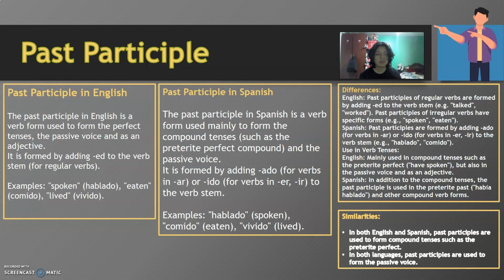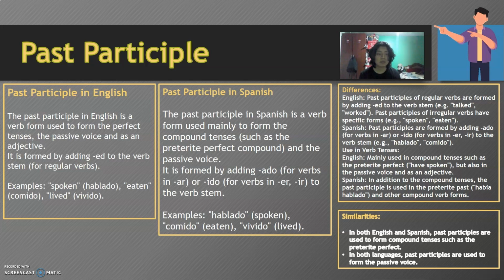And used in verb tenses. In English, mainly used in compound tenses, such as the present perfect, have spoken, but also in the passive voice and as an adjective. And in Spanish, in addition to the compound tenses, the past participle is used in the past perfect, había hablado, and other compound verb forms.